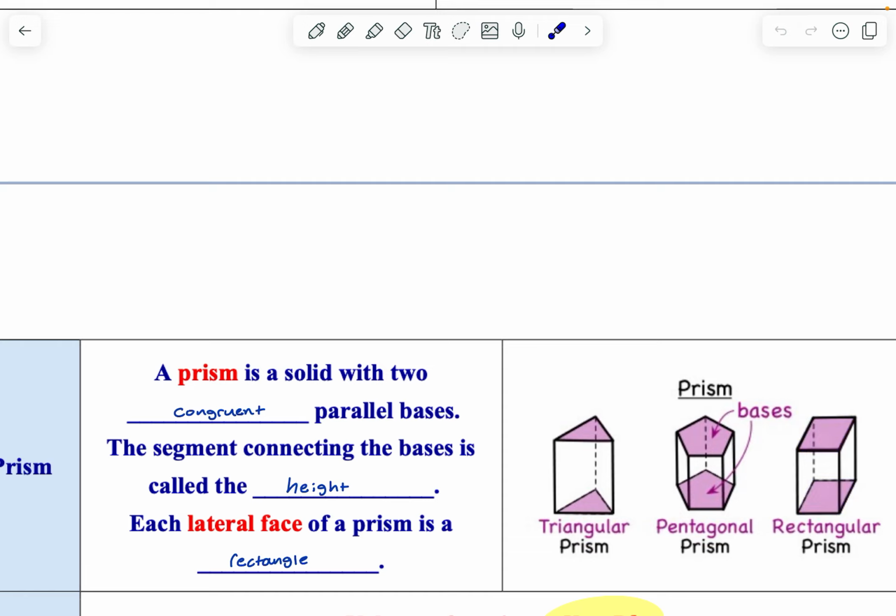Each lateral face of a prism is a rectangle. This is not really something that's going to be that big for us, but each face is a rectangle, no matter what shape the base is. Whether it's a triangle, a rectangle, or a pentagon, all of the lateral faces are rectangles.